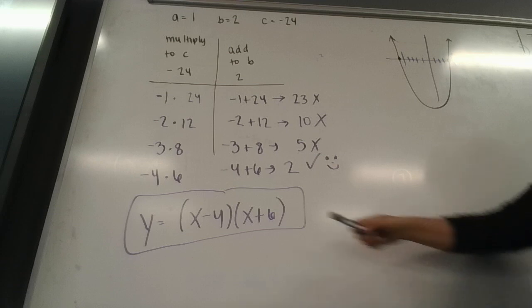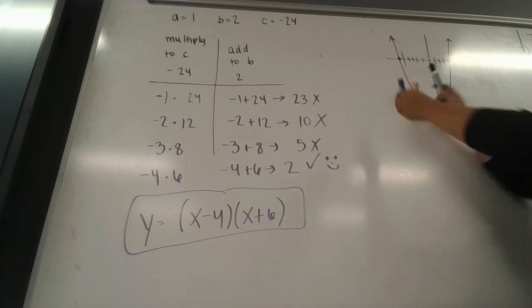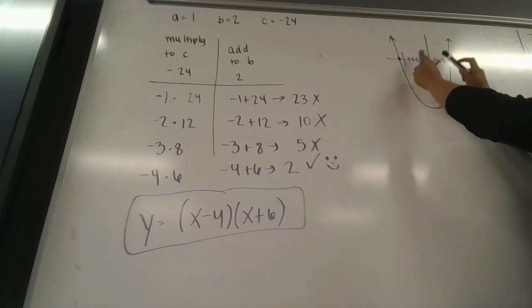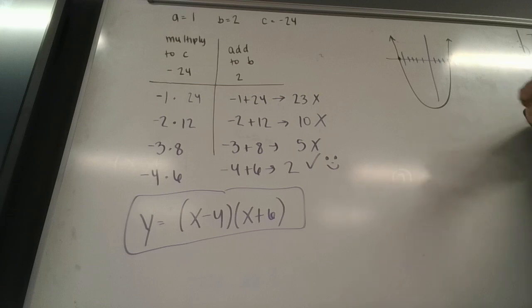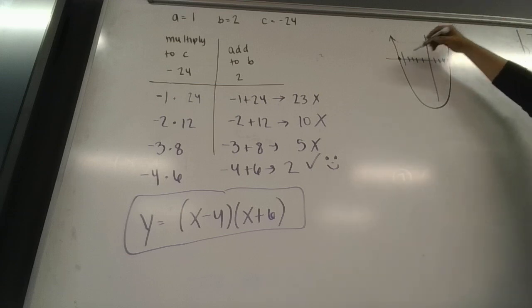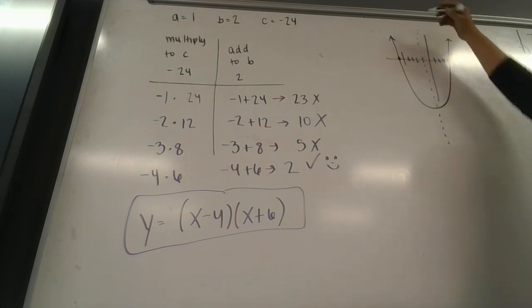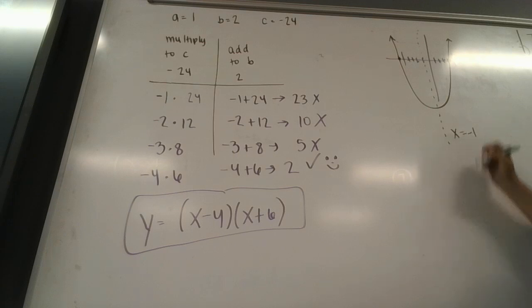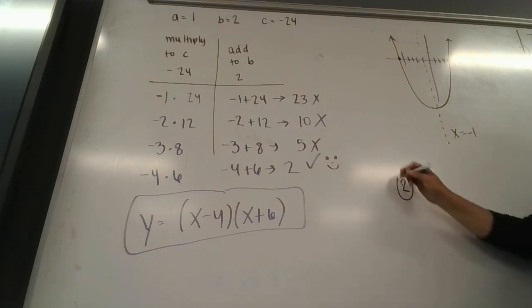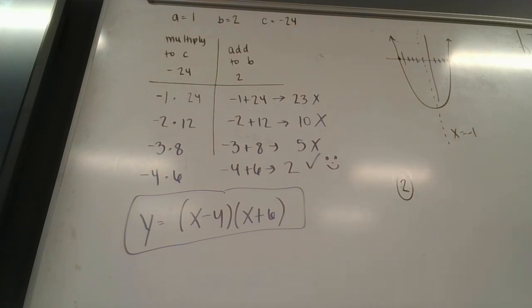So if I have these points, then I can count in to find the middle. And so counting in, counting in, counting in, counting in. Here's the axis of symmetry at x equals -1. But actually in number 2, what's it say we're supposed to do? Find the axis of symmetry. So we just found it by understanding what symmetry means.